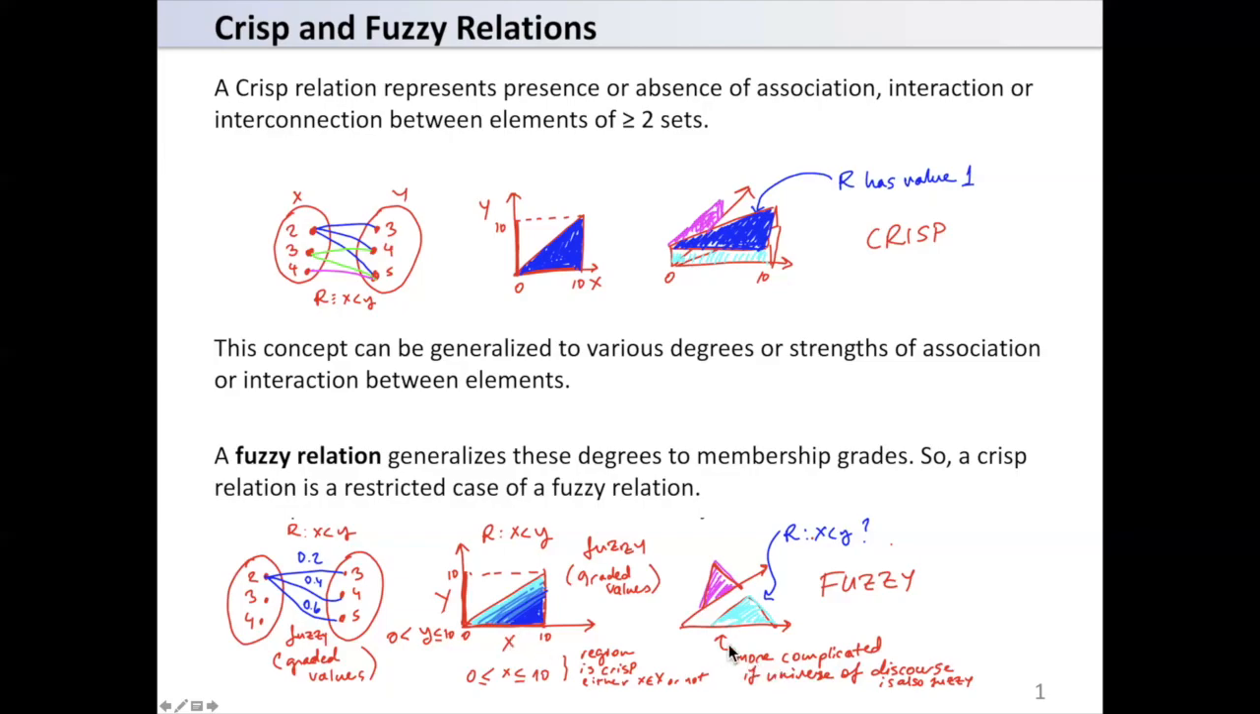However, it may be more complicated if the universe of discourse is also fuzzy. We have here a fuzzy set for x and also a fuzzy set for y. We are trying to define the relation x is less than y on these fuzzy sets.